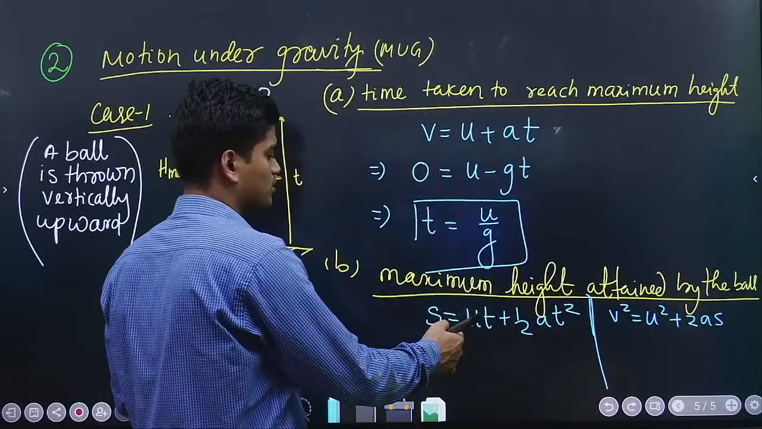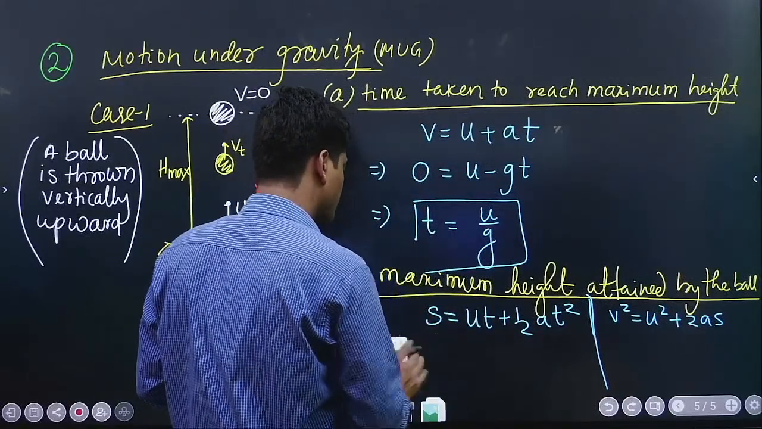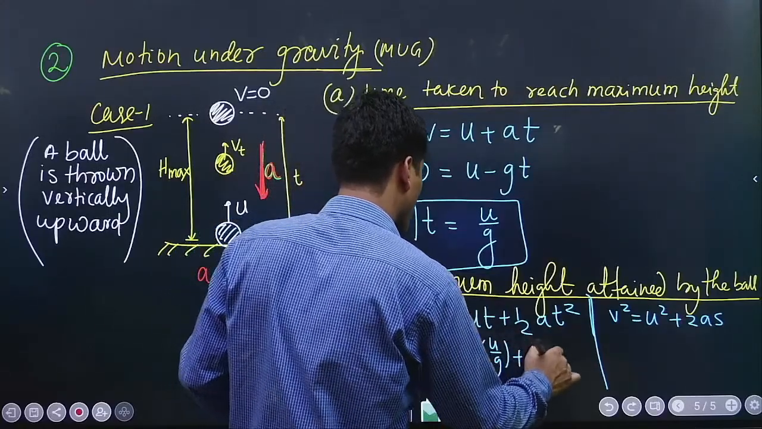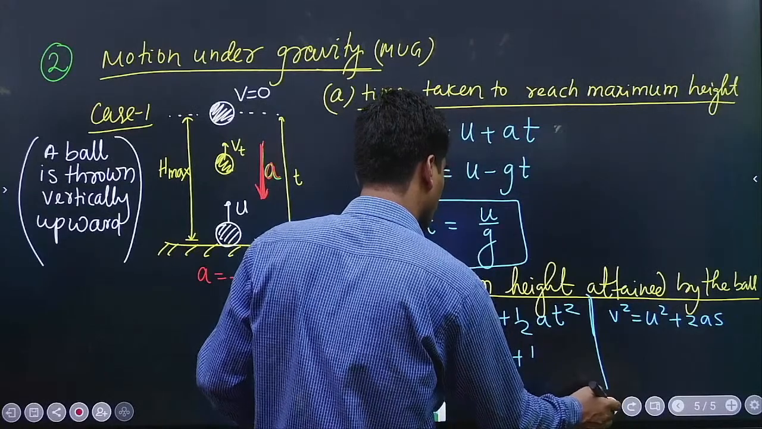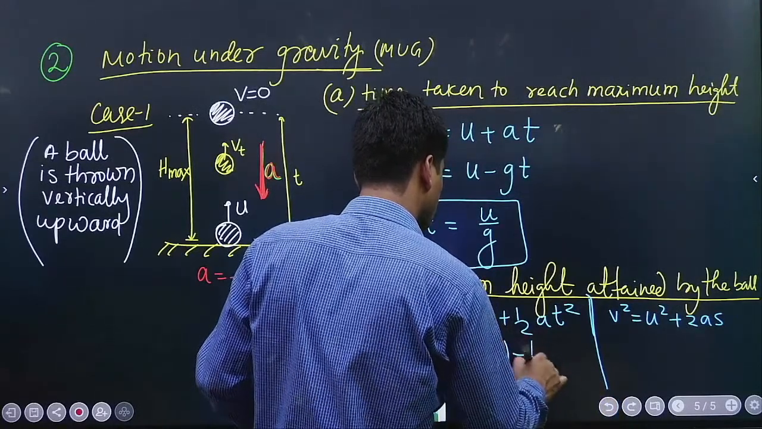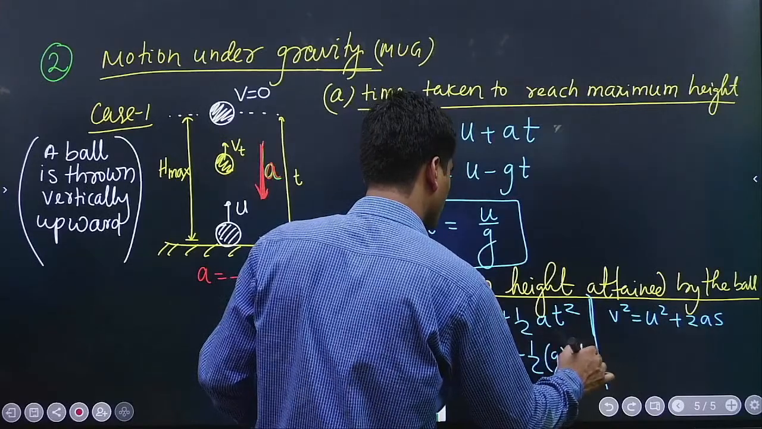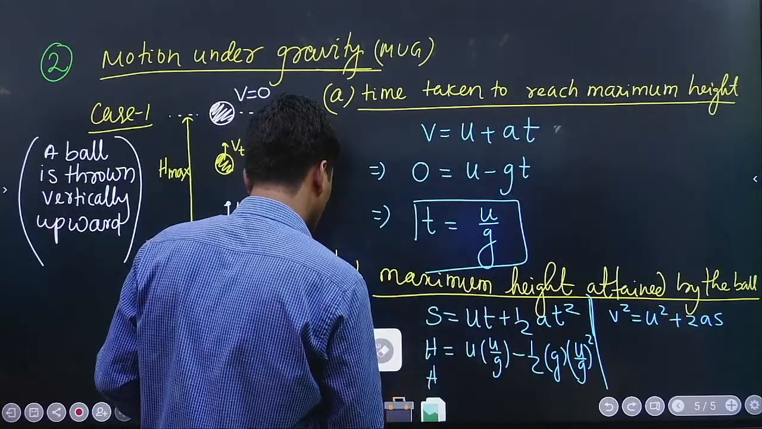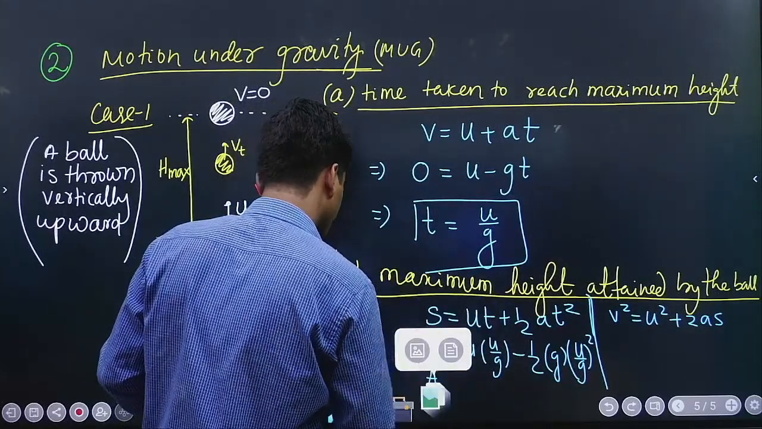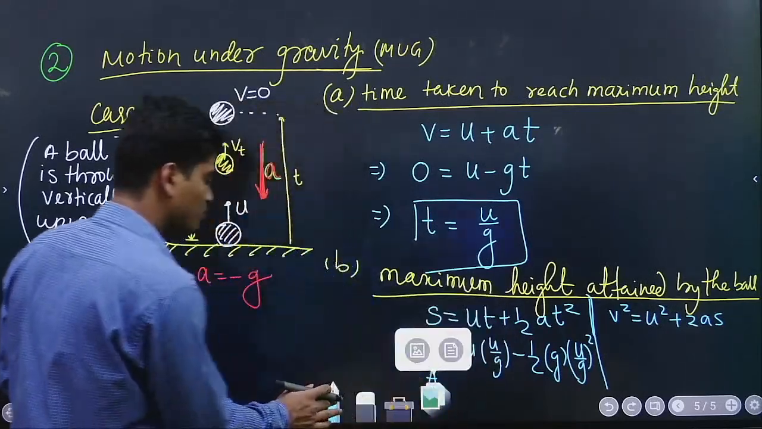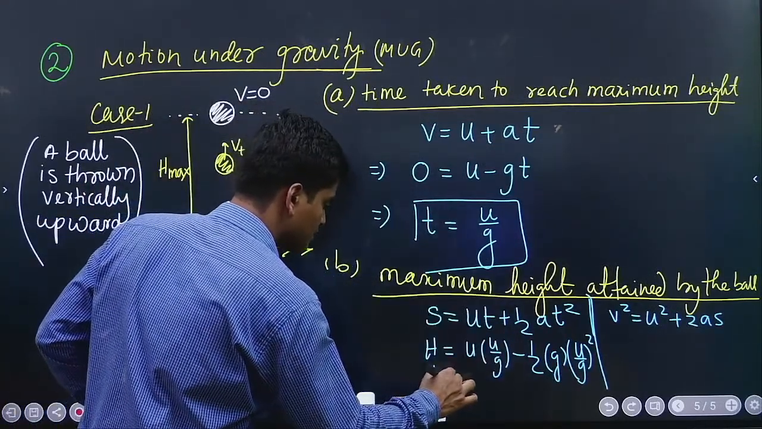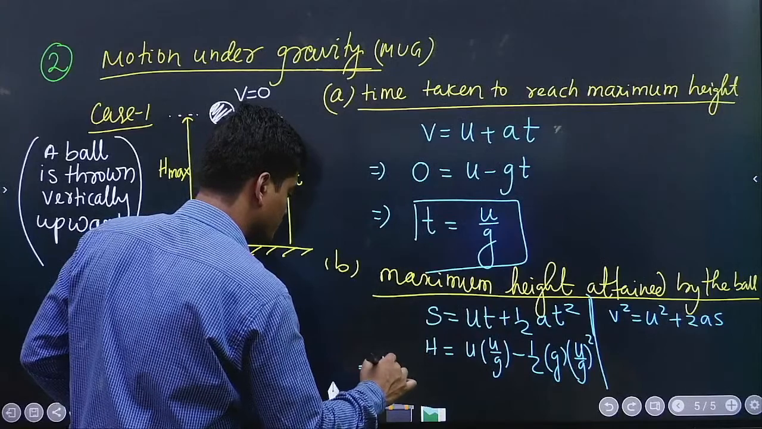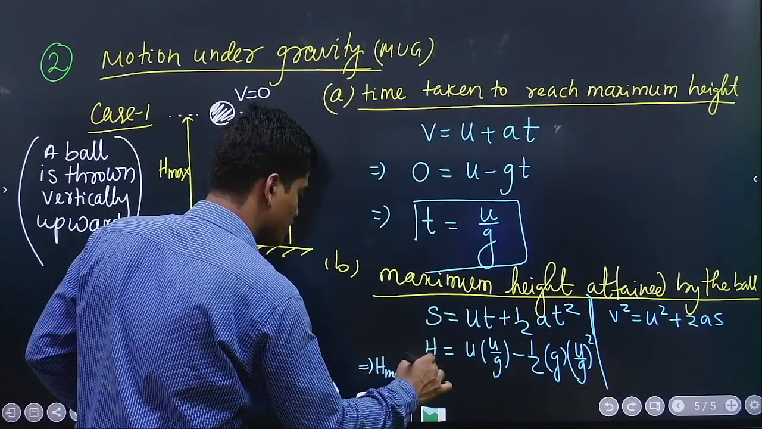Now here if I put it in, how much will come? S means the maximum height. So maximum height h equal to u into u by g plus half into g, and since it is going vertically upward, the minus will come. So g will be minus, into u by g whole square. You calculate this and check, your h maximum will come u square by 2g.